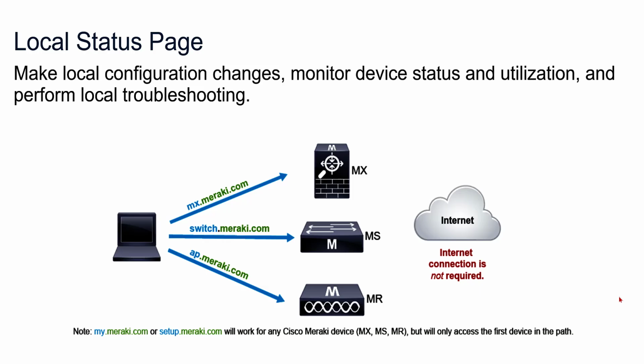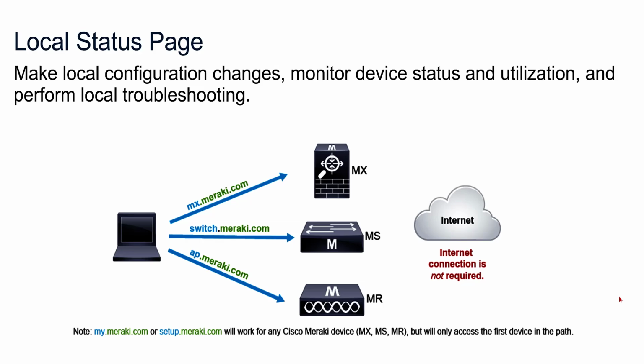I would say even in real deployments, this is one of the first things I check, especially if a site goes completely offline. If I can reach the local status page, the device is alive. So that tells me that there's a problem upstream. Now, if I can't, I'm looking at a layer 1 or layer 2 issue.